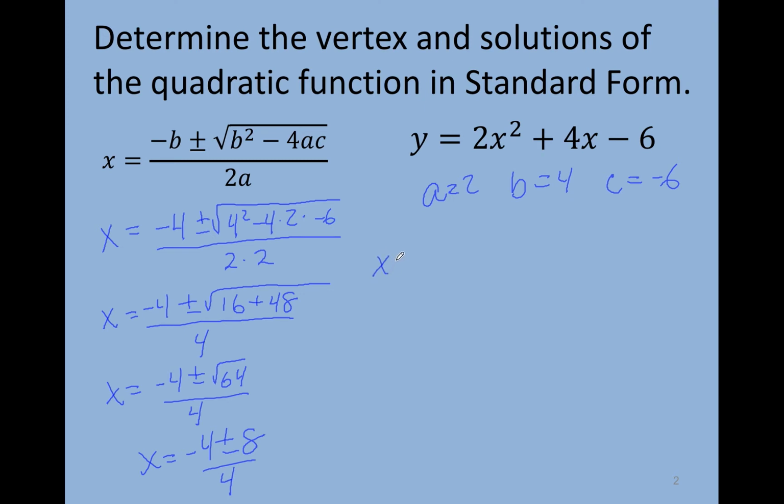Let's move over here. My first answer is going to be negative 4 plus 8 over 4. Negative 4 plus 8 is 4, so my one answer is x equals 1. Then we're going to do negative 4 minus 8 over 4. x is equal to negative 12 over 4. x is equal to negative 3. So my solutions are x is equal to 1, x is equal to negative 3. Okay, and that's the standard form.